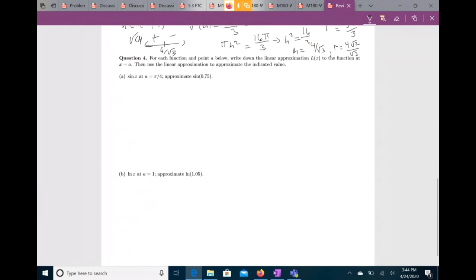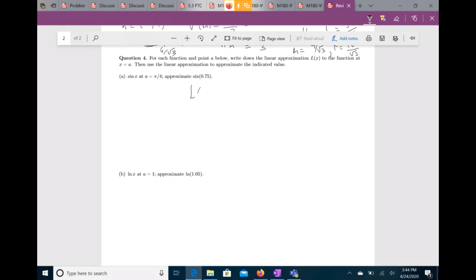Okay. All right. So now let's look at the last question, which involves linear approximation. For each function and point a below, write down the linear approximation L of x to the function at a, and then use it to estimate the indicated value. Remember, this is really just finding the equation of the tangent line to the curve at the given point, and then you just plug in 7.5. All right. So L of x is just f of a plus f prime of a times x minus a. And this is just the equation of the tangent line.